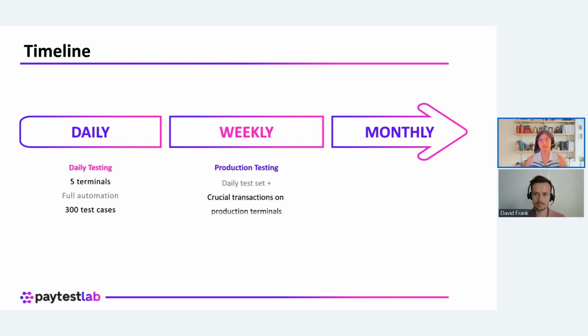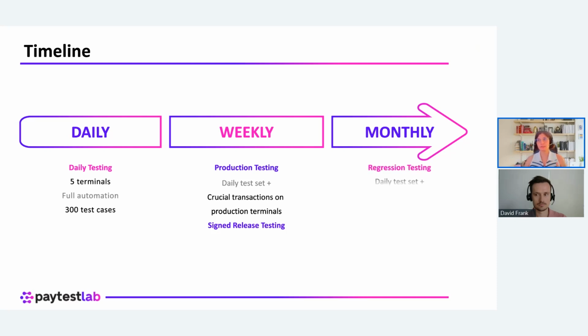On the weekly cycle, we test the daily testing plus any crucial transactions on the production terminals, where we also receive a signed release, which is a release that works with real cards that are out in the field, so your standard Visa card in your wallet. This is tested weekly, just so we know that the production is also working.